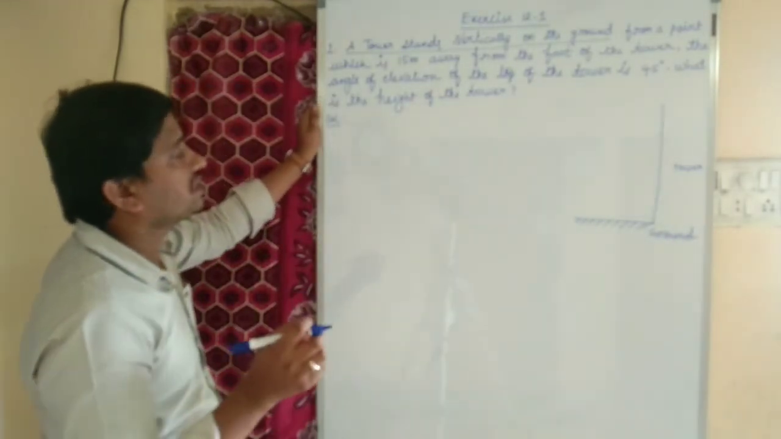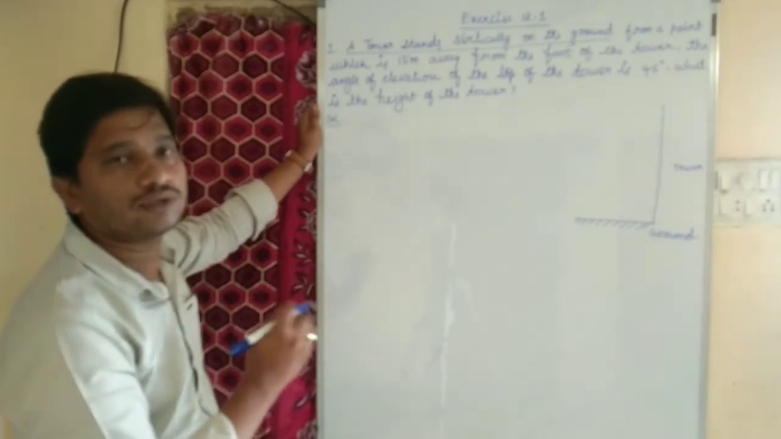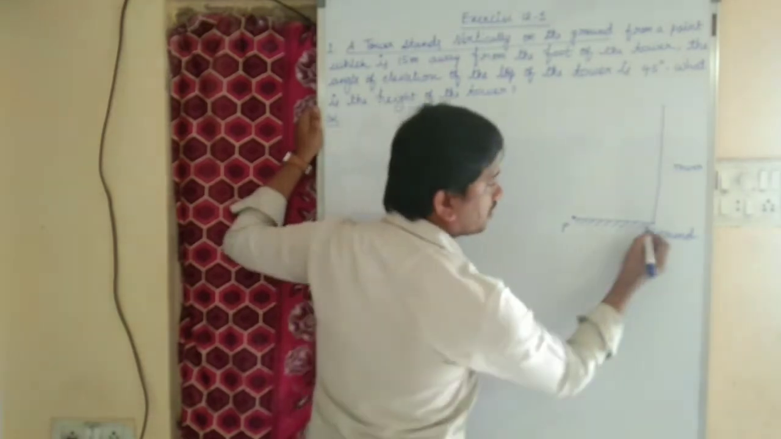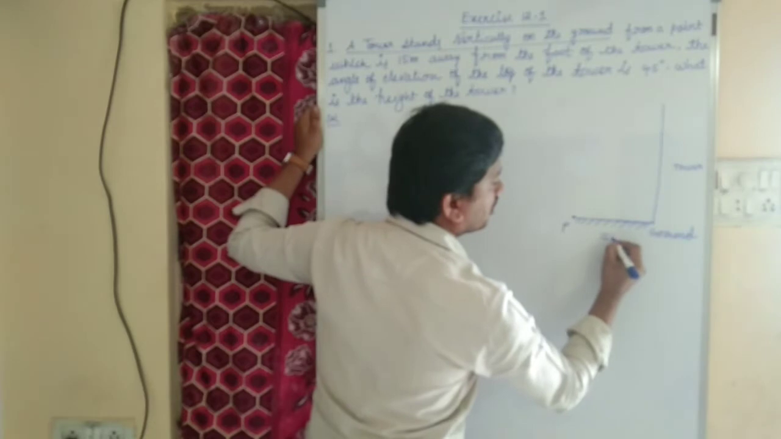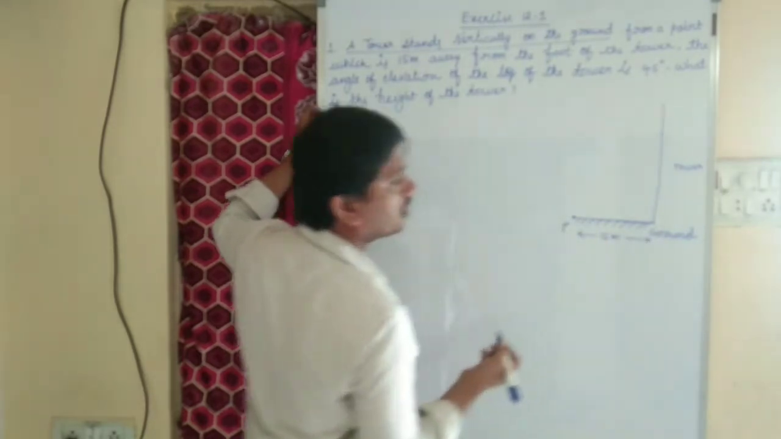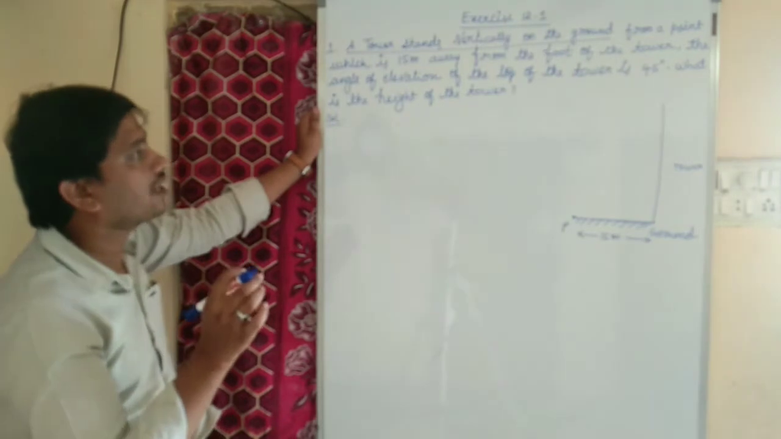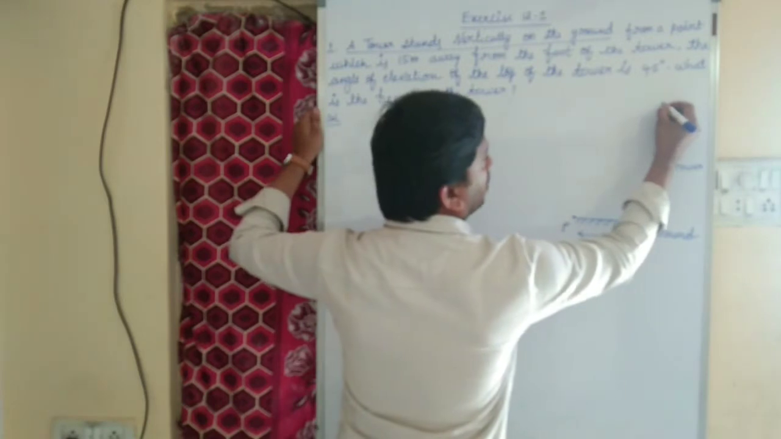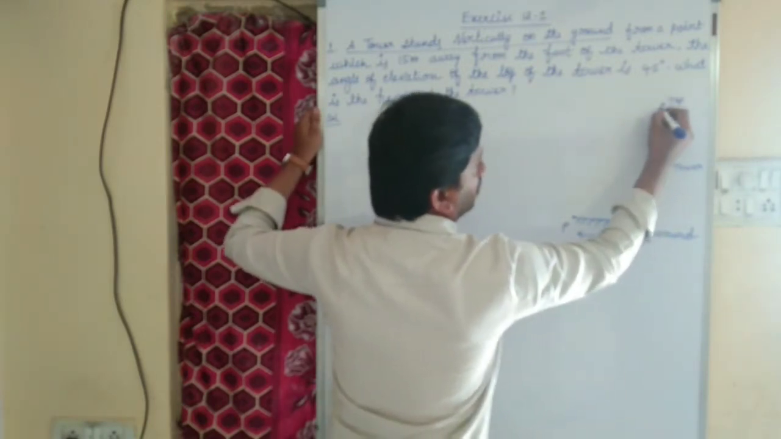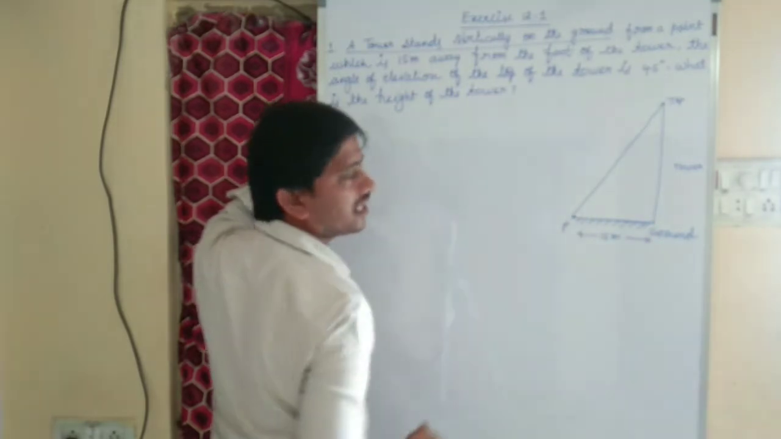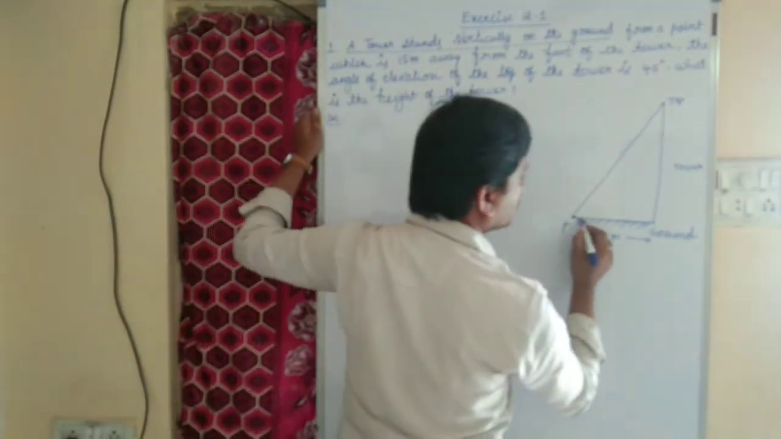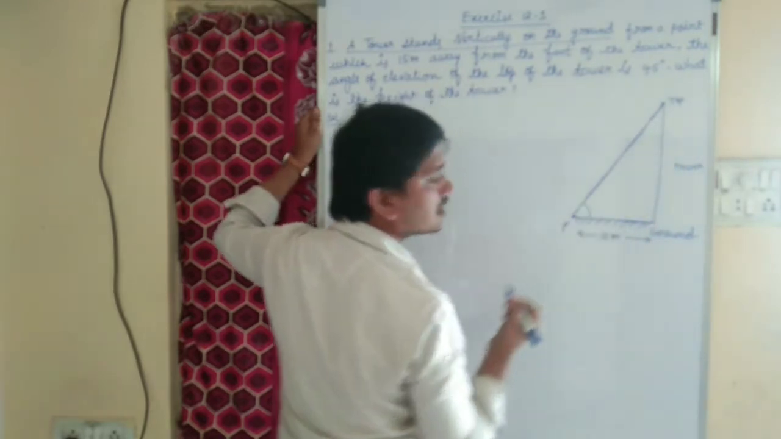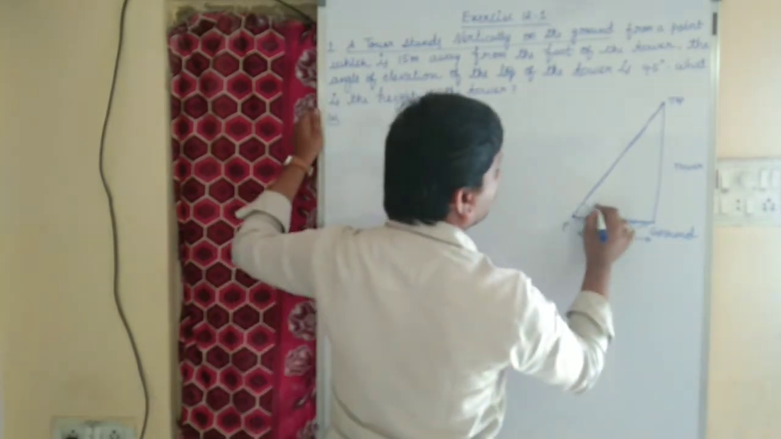From a point which is 15 meters away from the foot of the tower. So this is the point which is 15 meters away from the foot of the tower. The angle of elevation of the top of the tower is 45 degrees. This is the top of the tower. This is our line of sight, and this is our horizontal line. The angle made by the line of sight with the horizontal line is called the angle of elevation, which is given as 45 degrees.